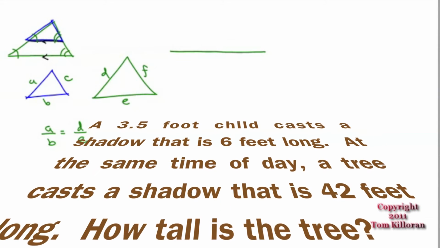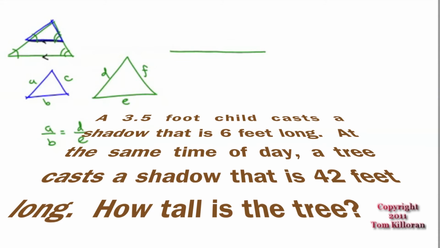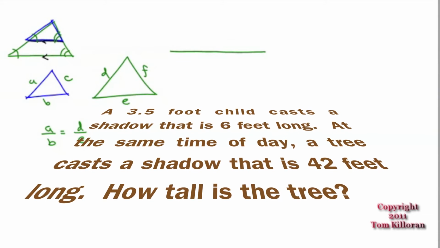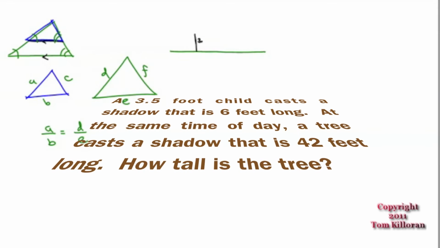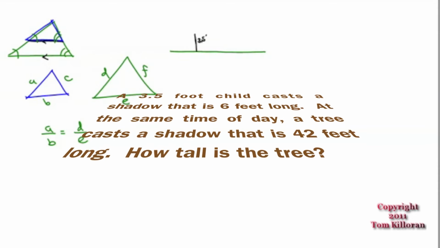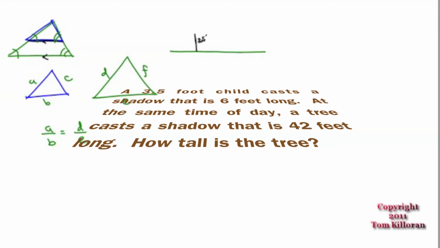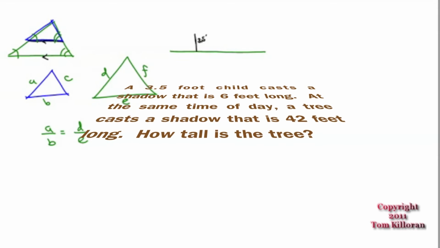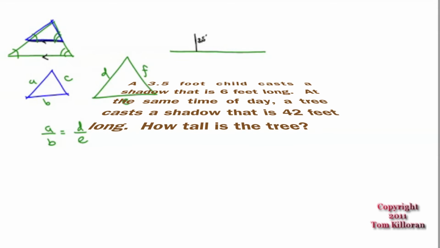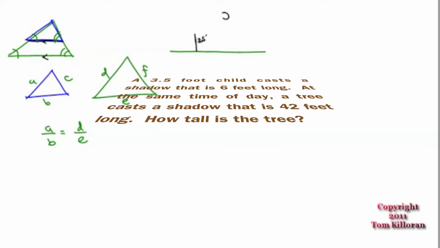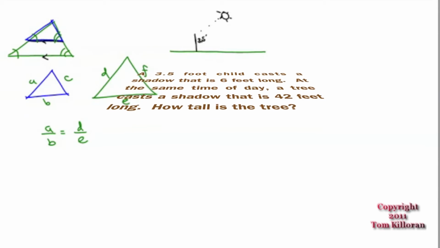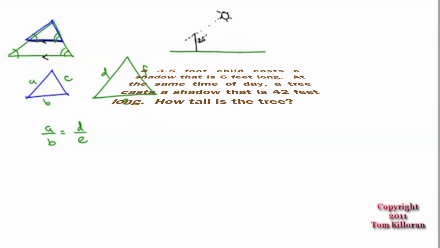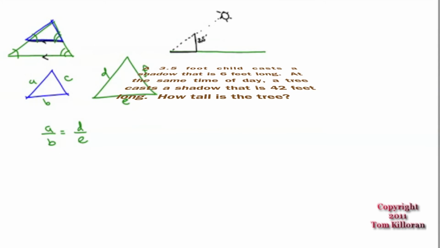3.5. 3.5 what? What is it? Shortcut. So you have this 3.5 foot kid standing here. How do shadows get cast? Is the sun straight up in the air? No, because then there's no shadow cast, it just goes straight down. So the sun is kind of off at an angle over here. So I'm going to put the sun over here. And he's shining down, and it hits the kid, and it creates a shadow on the ground.